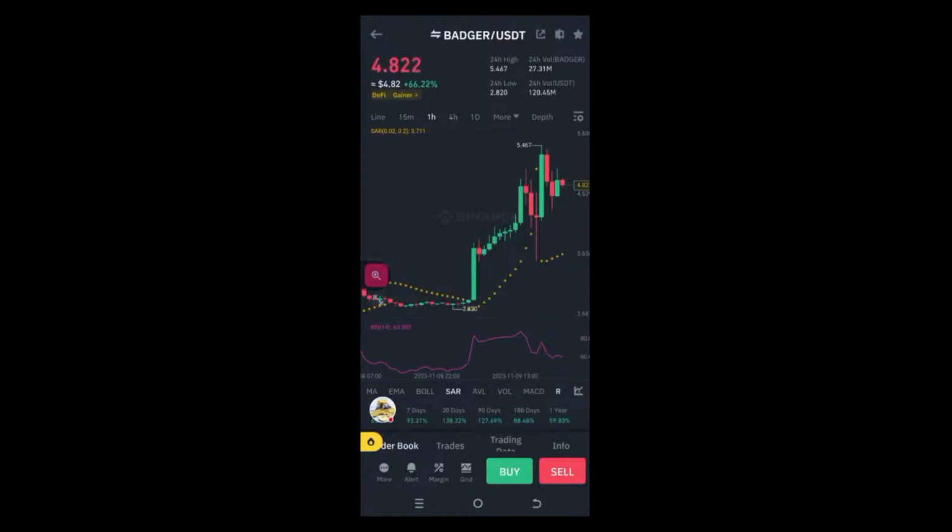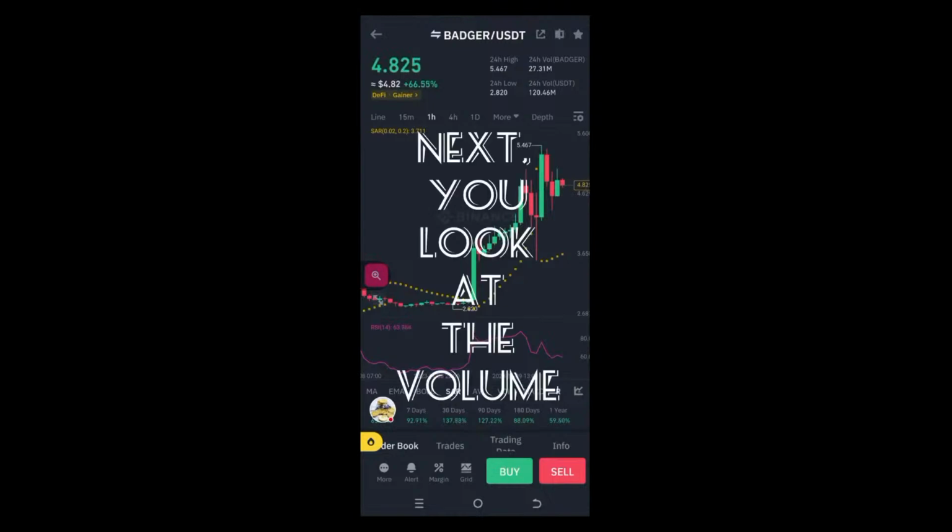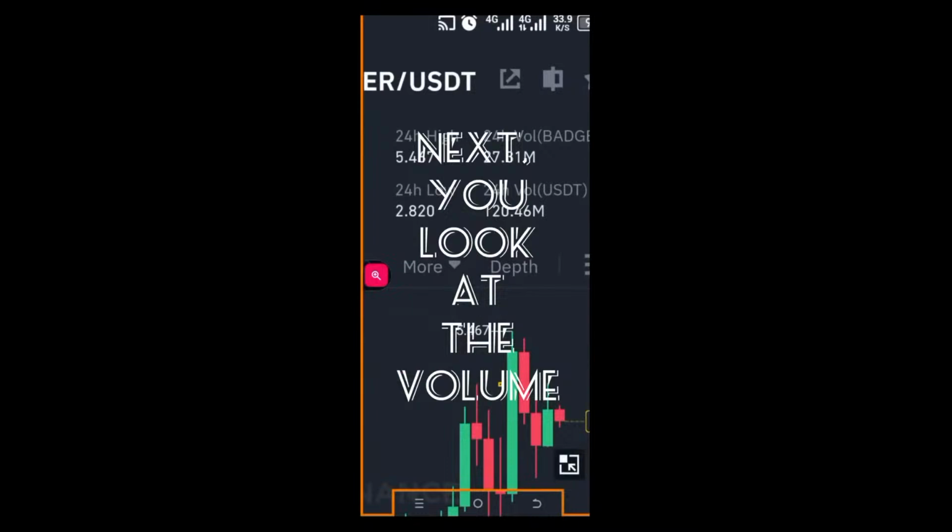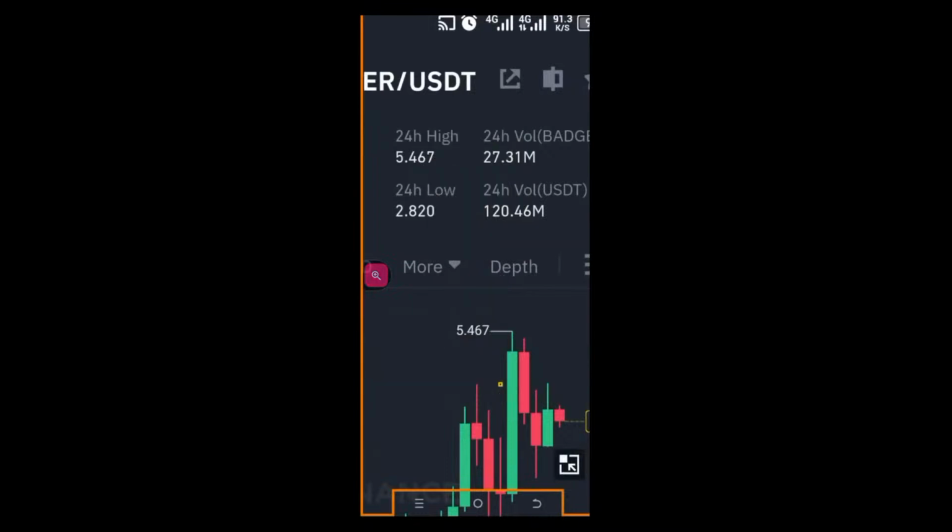All right, so let's go to another thing that we need to look at. After you've seen all these three things, these first three things are for you to even decide or consider whether you're going to take this trade or not. After you've seen that all three are good, what do you do next? You look at the volume. Look at the 24-hour high, the max place it went to in the last 24 hours. Then you look at the low. But we're more concerned about the high, because if it hit that place, it should be able to hit it or at least somewhere close to it.